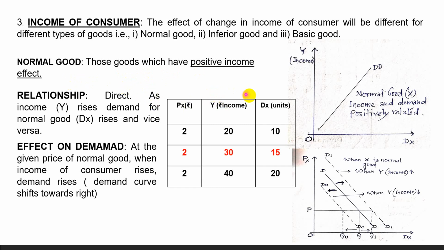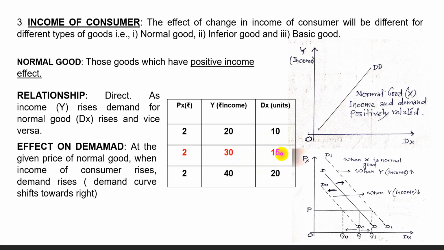Now in this table, if you see, the price of X is given. Suppose X is a normal good, and this is the consumer's income: 20 rupees, 30 rupees, 40 rupees. That is the given income, 30 rupees. At 30 rupees, when the price of the commodity is 2, then the consumer demands 15 units. Now if the income decreases from 30 to 20 at a given price, that is 2, the consumer demands less, because it is directly related. So as income decreases, demand also decreases, and when income increases from 30 to 40, the demand for the normal good also increases from 15 to 20.